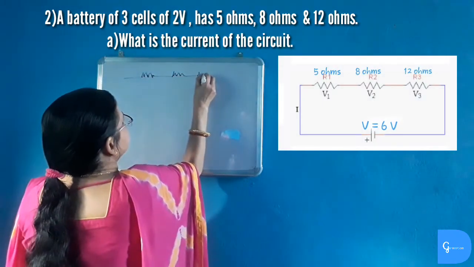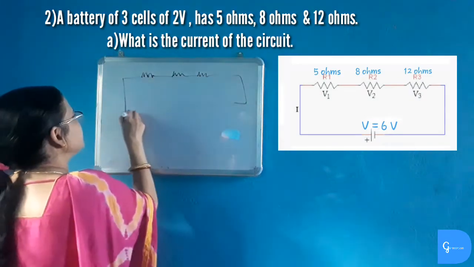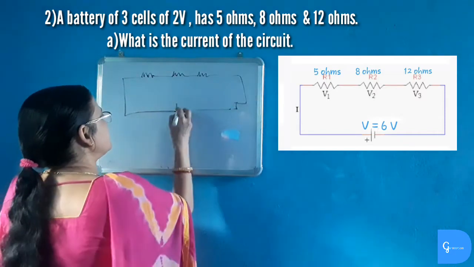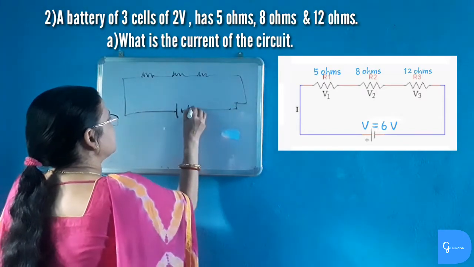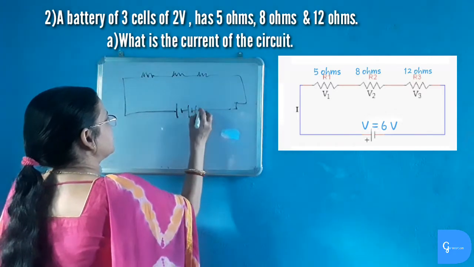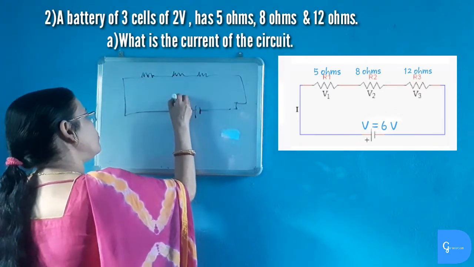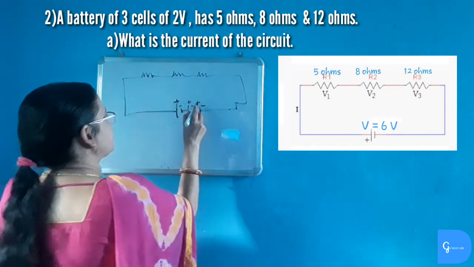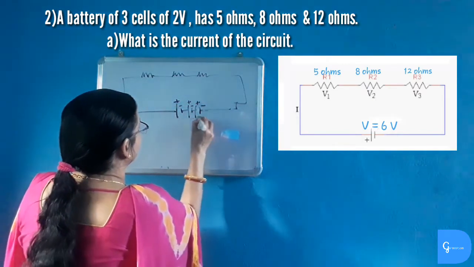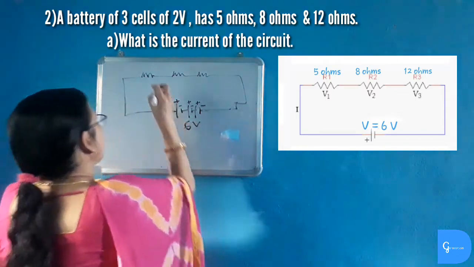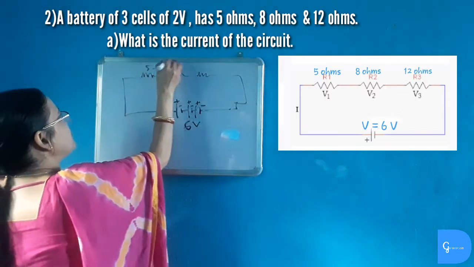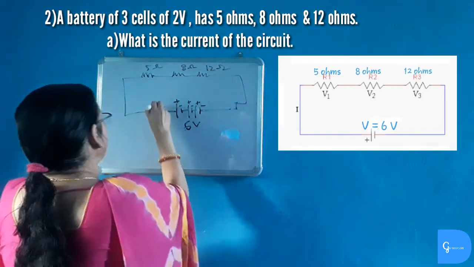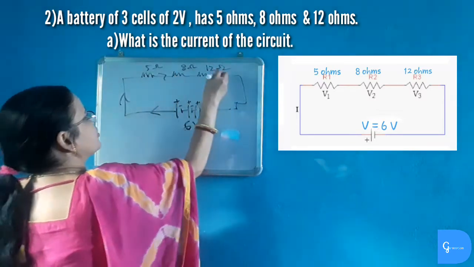First we have to find the current flowing in the circuit. The resistors are connected in series. Three cells are connected here. So 1 cell, 2 cell, 3 cell. 2 volt, 2 volt, 2 volt means 6 volt. And the resistances here are 5 ohm, 8 ohm and 12 ohm. Now we have to find the current flowing in the circuit.